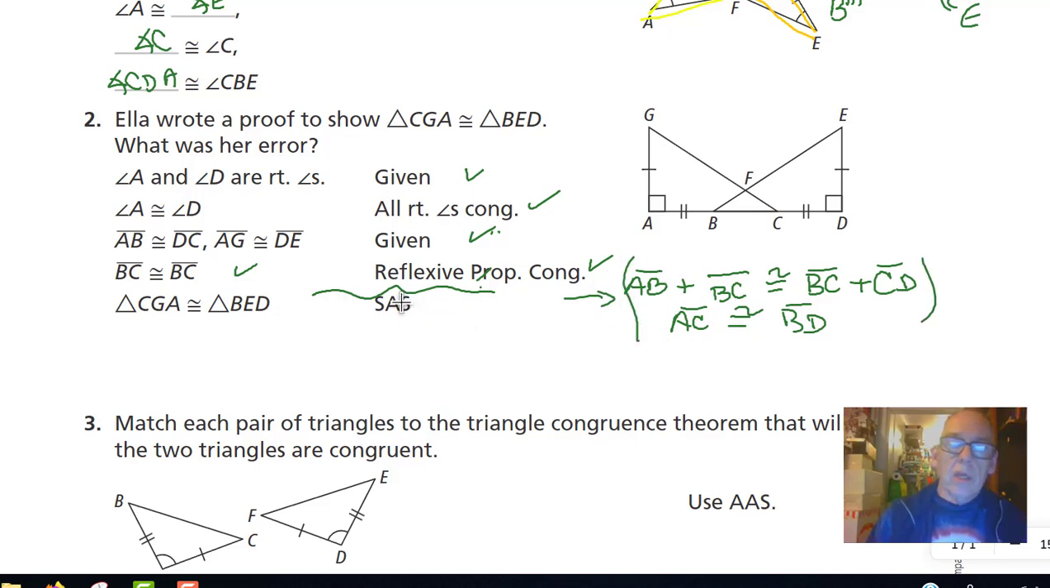Then she could say that because of side, angle, side, where we're looking at this triangle here with this side from this part being congruent to this side here, and that's what we need to use to be able to say those are congruent by side, angle, side. Okay, let's move on.